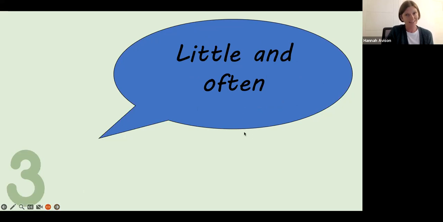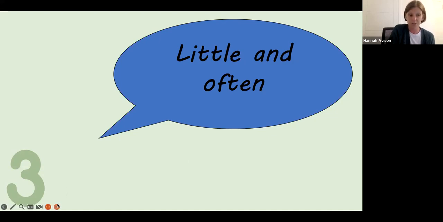Number 3 is little and often. Applies to lots of things. Don't try to do too much at once. So make sure that your chunks of language are manageable for your learners, and keep coming back to them. Don't spend too much time in one lesson. Half an hour, 45 minutes a lesson is probably more than enough, and make it part of every lesson. So just keep coming back to it.